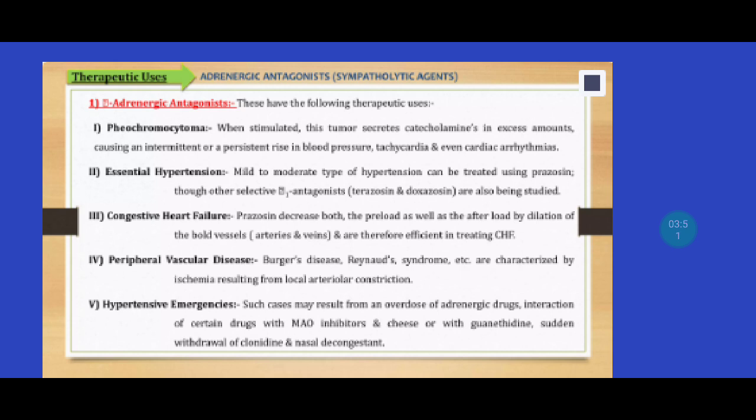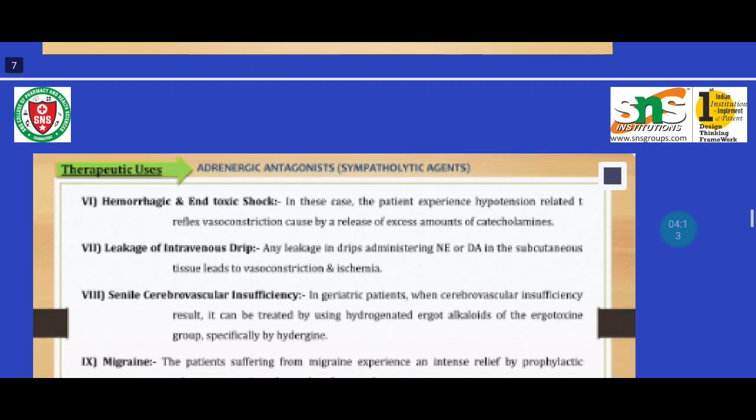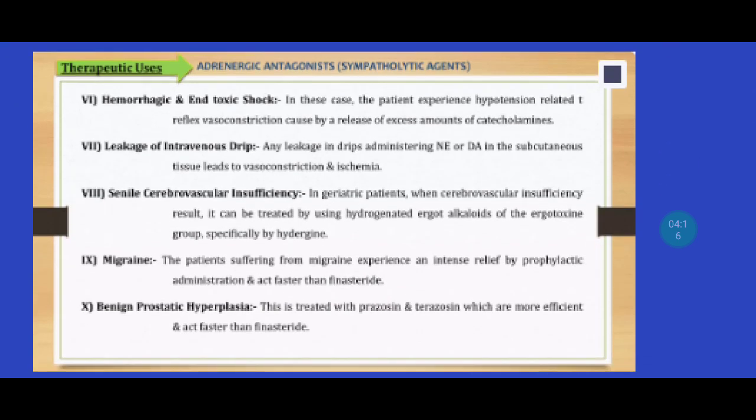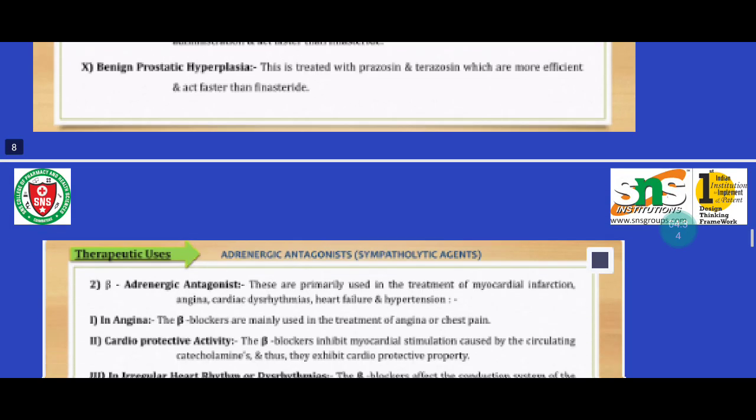It is also used for essential hypertension, in the treatment of congestive heart failure, in peripheral vascular disease such as Buerger's disease and Raynaud's syndrome, which is characterized by ischemia resulting from local arterial constriction, and in the treatment of hypertensive emergencies. It is used in the treatment of hemorrhagic and endotoxic shock, in leakage of intravenous drip, for senile cerebrovascular insufficiency, in the treatment of migraine, and in the treatment of benign prostatic hyperplasia.